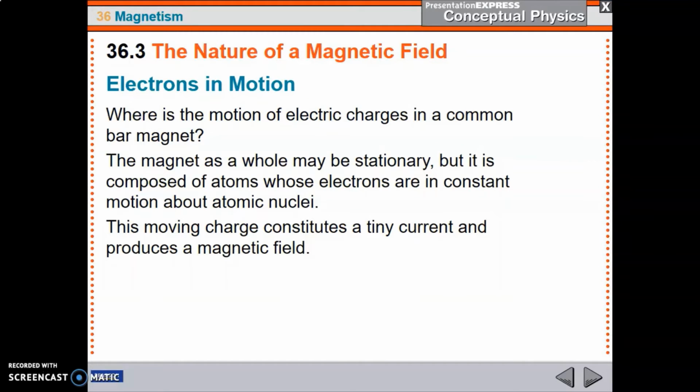Where is the motion of electric charges in a common bar magnet? The magnet as a whole may be stationary, but it is composed of atoms whose electrons are in constant motion about atomic nuclei. This moving charge constitutes a tiny current, and that current produces a magnetic field. Remember, a current is a charge in motion, and that moving charge produces a magnetic field.